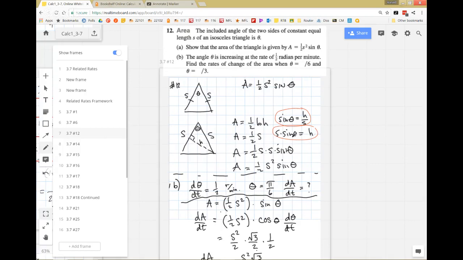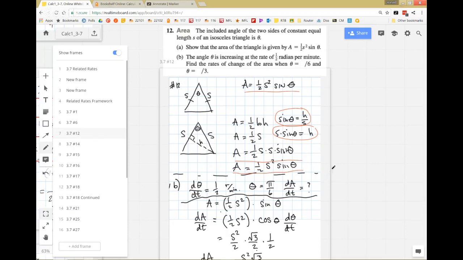So now, in place of H, I can plug that in right here. 1/2 B, the base is S in this figure, and now H is S times the sine of theta. Well, if you put that all together, S times S is S squared, and hey, that's what we were supposed to show. So we've done part A.